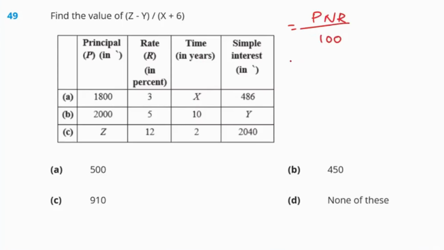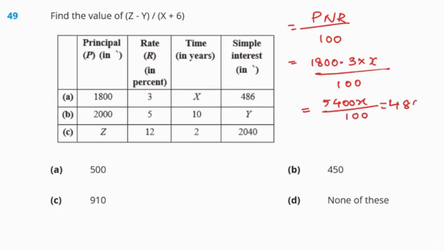So first one, when we do this, we will get 1800 into 3 into x by 100, which is equal to 5400 x by 100, equal to the simple interest. It is given as 486. So x will be 486 by 54, which is equal to 9. So x is 9.